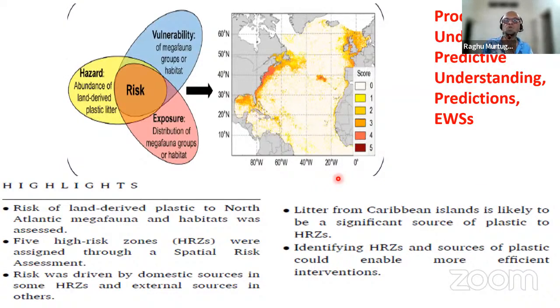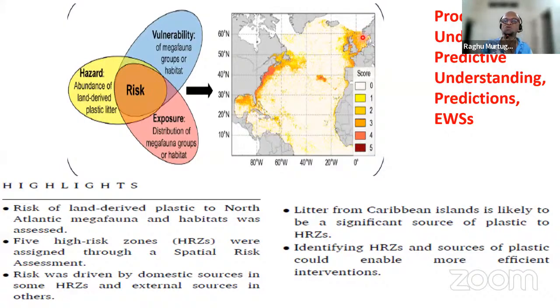Okay, so ultimately, to actually have actions and so on, you want to be able to use the so-called IPCC framework for defining risks. So risks are a multiplier of hazard, vulnerability, and exposure. So this is again done for plastic pollution and impact on ecological systems. And these are the hotspots where risks are high. So here are the risk scores going from 0 to 5. So these reddish areas are getting towards risk of 5, which is high. And they have vulnerability of megafauna groups or habitats. They have hazard from abundance of land-derived plastic litter, and their exposure comes from distribution of megafauna groups or habitats.